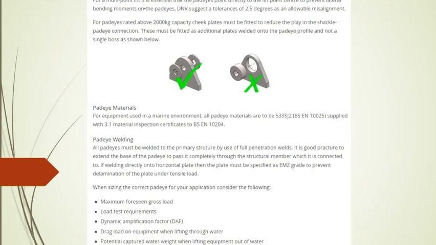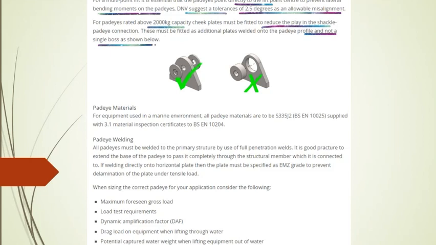For multi-point lifts, it's essential that padeyes point directly at the lift point center to prevent any lateral bending moments on the padeyes. DNV suggests a tolerance as allowable misalignment. Padeyes rated above a certain capacity must have cheek plates fitted to reduce the pin load in the shackle direction. These must be fitted as additional plates welded onto the padeye profile, not a single boss as in one figure. This is the right thing. Padeye materials.